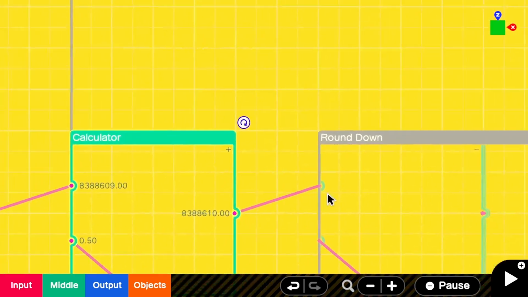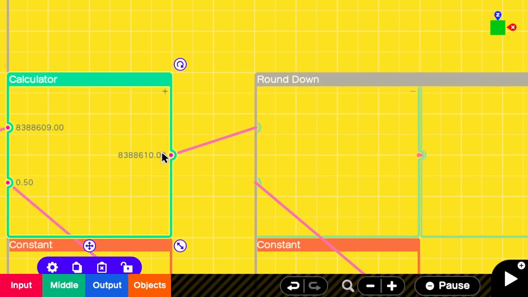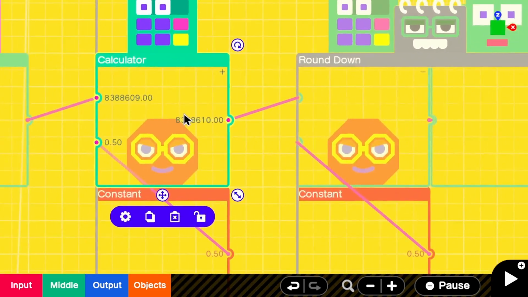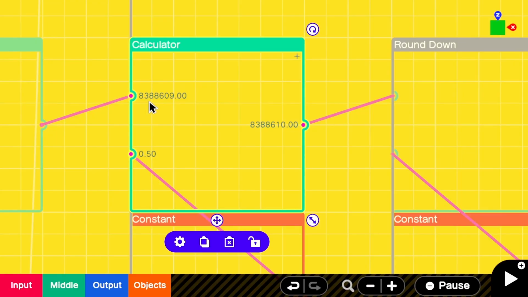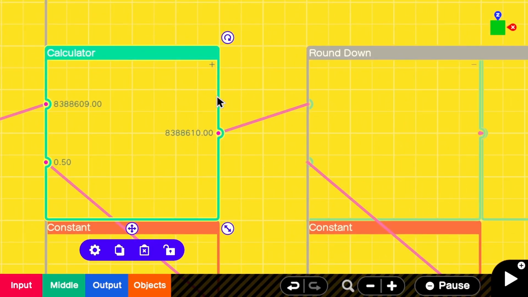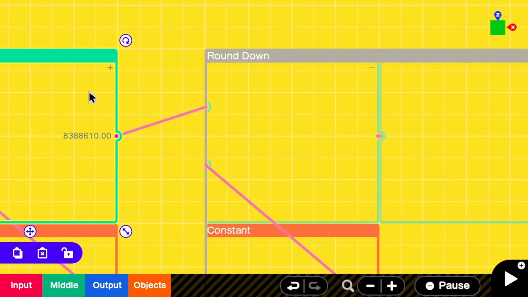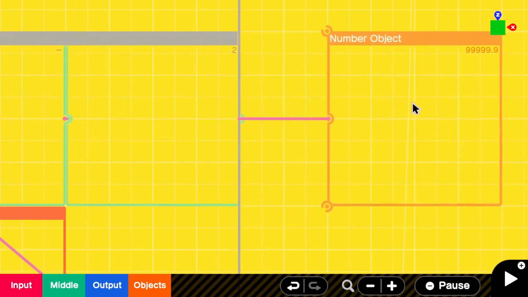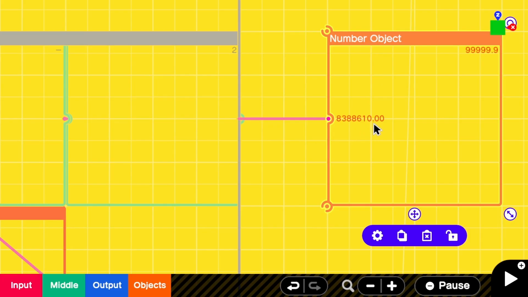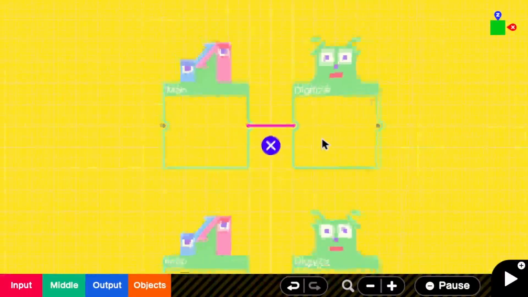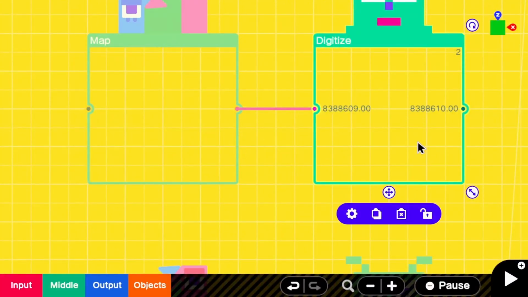So when the game tries to round this down, instead of rounding down 8388609.5 to 8388609, now all it sees is 8388610, so rounding it down, of course, gives 8388610. So that's why this very weird thing happens for very, very large numbers.